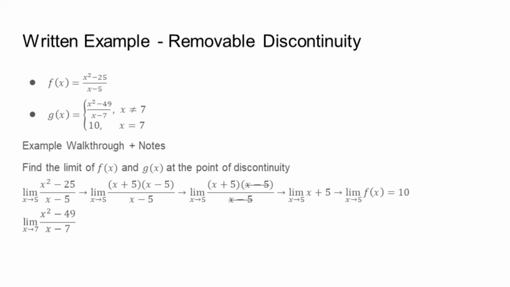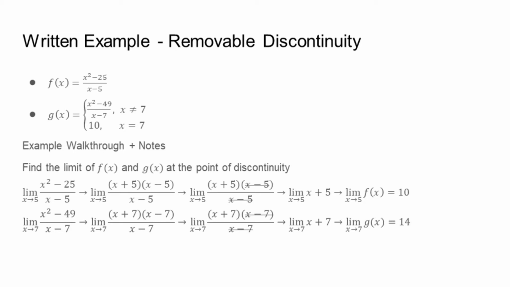We can do the same thing for g of x. So we take the limit of g of x as x approaches 7, x squared minus 49 over x minus 7. We factor the numerator to get x plus 7 times x minus 7 over x minus 7. We cancel the x minus 7's to get the limit as x approaches 7 of x plus 7. So the limit of g of x is 14.